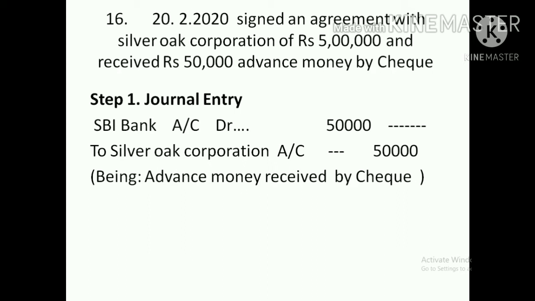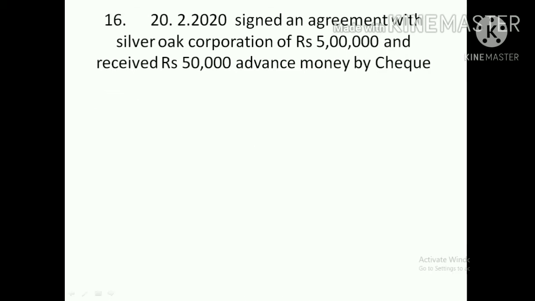Here we have two accounts. One is the bank account, because the company received the advance in the form of cheque, so they will deposit it into the bank. The second one is Silver Oak Corporation, because we received the advance from Silver Oak Corporation, so that should be credit. Clear. When the company received the advance in the form of cheque, it will be deposited into the bank. So the bank account is an asset account.